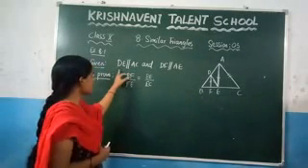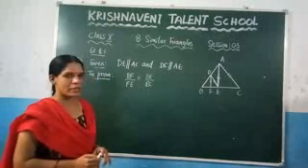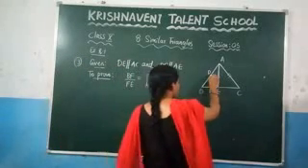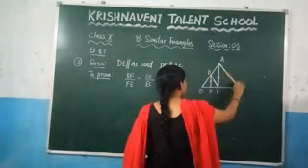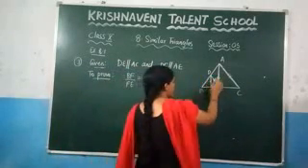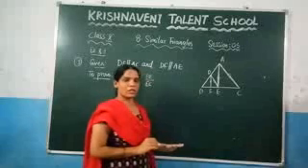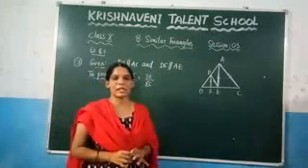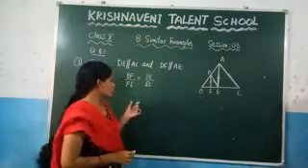The first condition they have given is DE is parallel to AC. That means they have given this line and this line are parallel, and similarly they have given that DF is parallel to AB. Now based on these conditions and by using Thales' theorem you need to prove this equation.